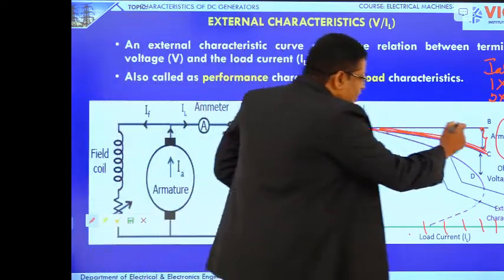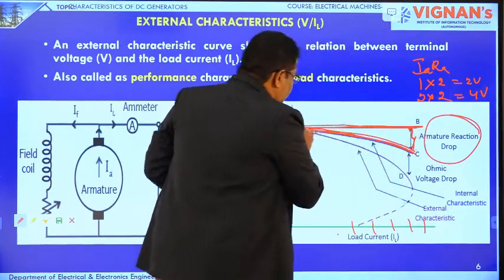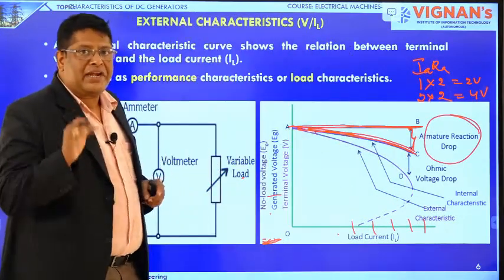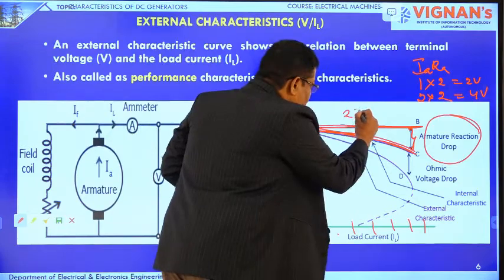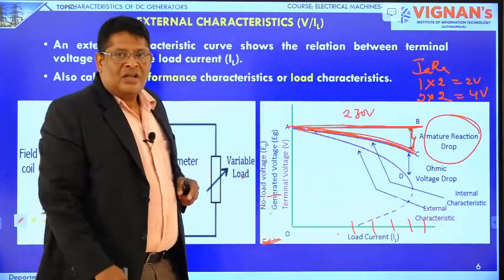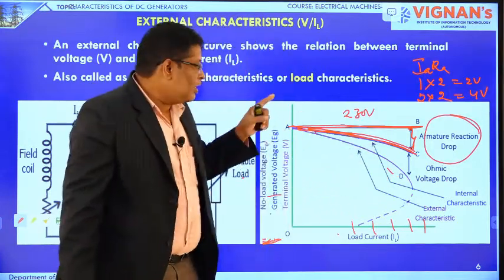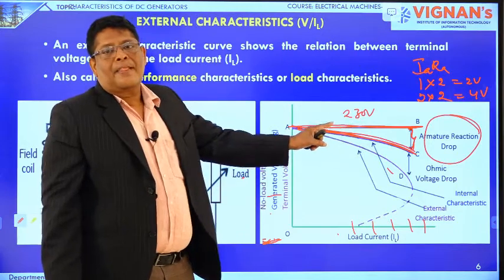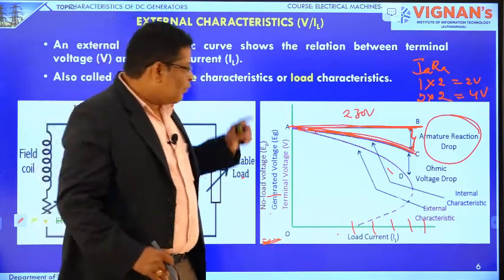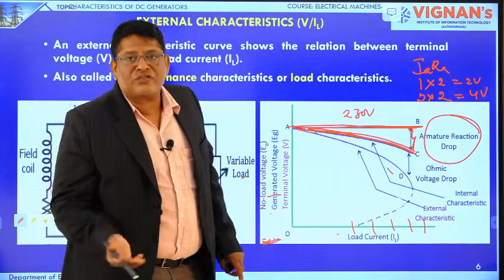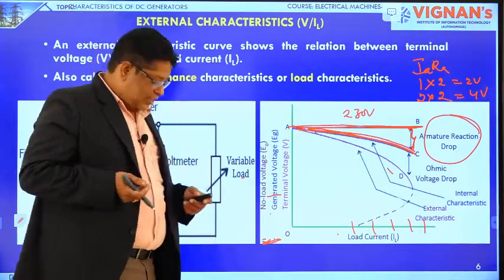The remaining gap is this one. This line represents the no load voltage, that is, without applying any load, how much voltage is given by the generator. Suppose it is 230 volts, this is the 230 volts line. As the load increases, the terminal voltage decreases. It is due to two reasons: one is the armature resistance drop, another one is the armature reaction drop. If we add the armature resistance drop to the external characteristics, it gives the internal characteristics of a DC generator.